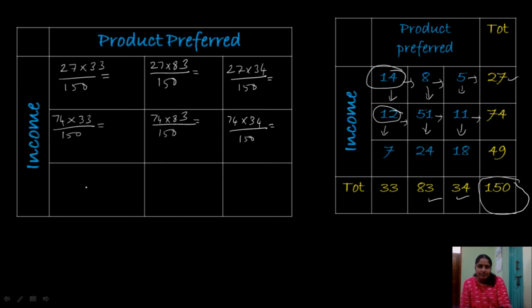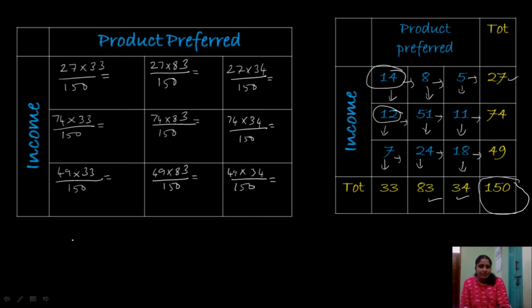And for 7, its corresponding row total is 49 and its column total is 33. You multiply both of these values and divide this by 150. And for 24, its corresponding row total is 49, that's multiplied with 83 and divide this by 150. Likewise for the last one, 18 has the row total 49 and you multiply it with its column total 34 and divide this by the whole total 150.